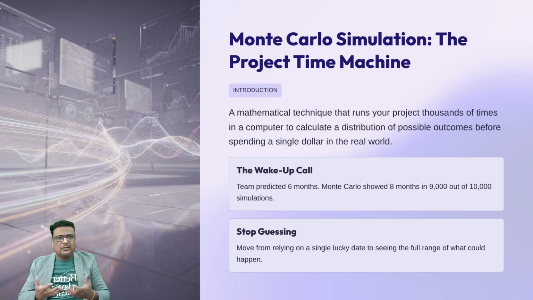By using this simulation, you stop relying on a single lucky date and start seeing the full range of what could happen. So now that we've mastered the idea that Monte Carlo is our ultimate what-if engine, you might be wondering how we actually feed this machine the right information. Well, that brings us right into our next step, which is inputs and probability distributions.